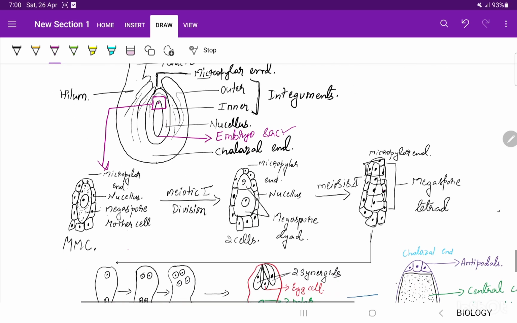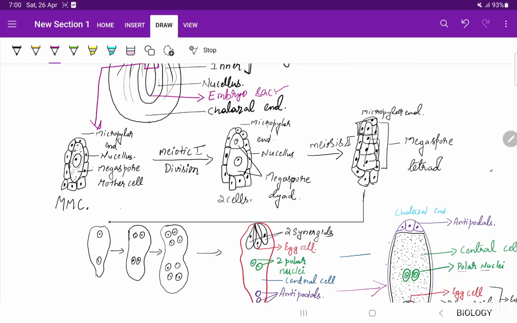Now we will see what happens from the cell which is present in the micropylar region. This part is enlarged here. There is a large cell present at the micropylar end. The nucellus is surrounding it. That large cell is called the megaspore mother cell, that is MMC. The megaspore mother cell undergoes meiosis, that is meiosis one division, to form a megaspore dyad. Two cells are formed at the first division.